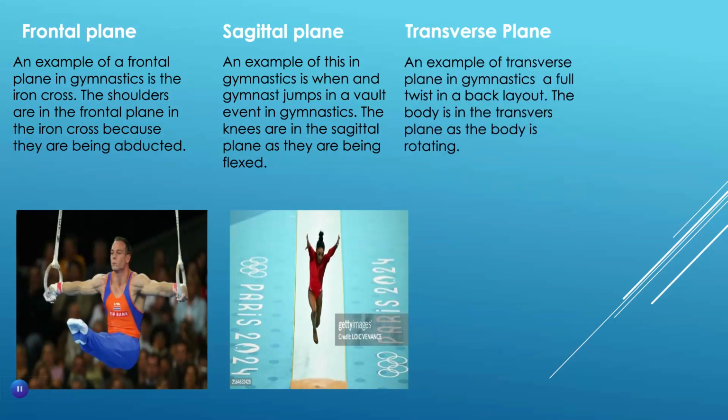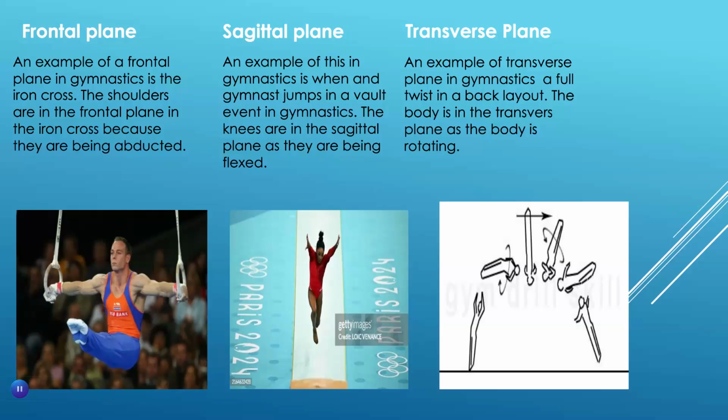An example of a transverse plane in gymnastics is a full twist in a back layout. The body is in the transverse plane as the body is rotating. A gymnast would do a run up and jump into a full twist while doing a backflip.